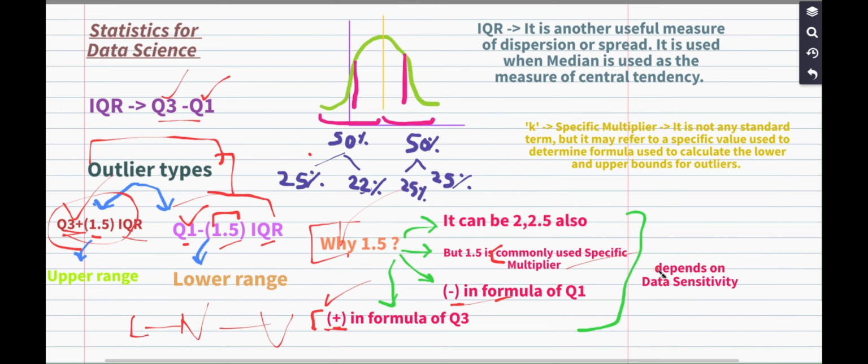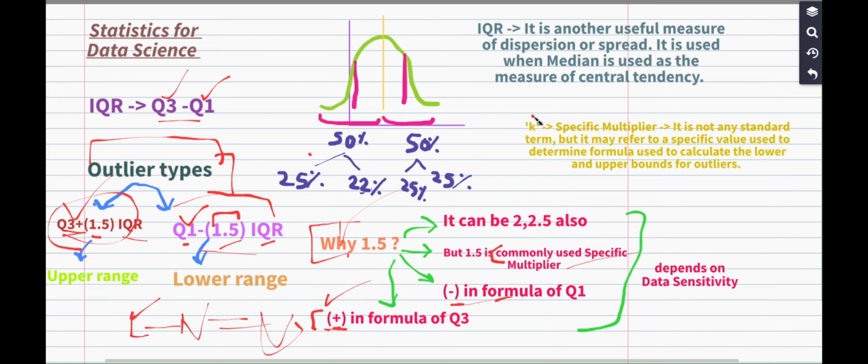So it is all about the data sensitivity. How sensitive is your data, meaning what is the pattern of the range in your data? Is the data going to the upper range only or the lower range only? Is the data increasing from the normal to the upper range? If it increases from the normal, then it is the upper range only, and we will use the formula Q3 plus 1.5 into IQR. But if the data is steadily decreasing, going towards the lower range, then we will use Q1 minus 1.5 into IQR. We will soon be practicing the numericals on it.